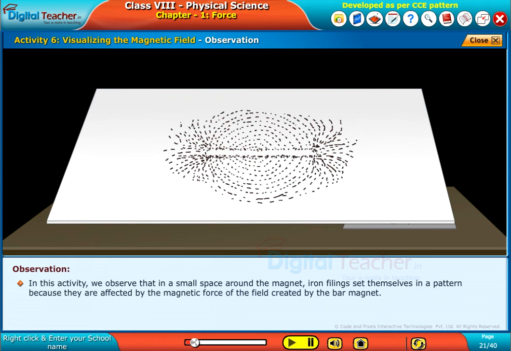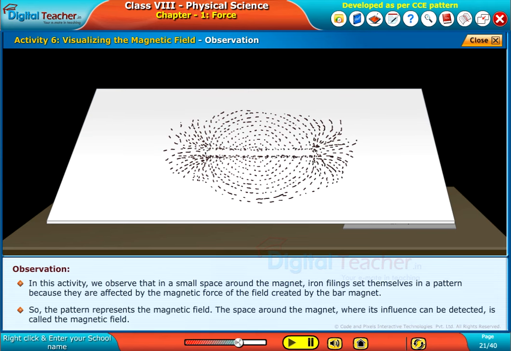In this activity, we observe that in a small space around the magnet, iron filings set themselves in a pattern because they are affected by the magnetic force of the field created by the bar magnet. So, the pattern represents the magnetic field. The space around the magnet where its influence can be detected is called the magnetic field.